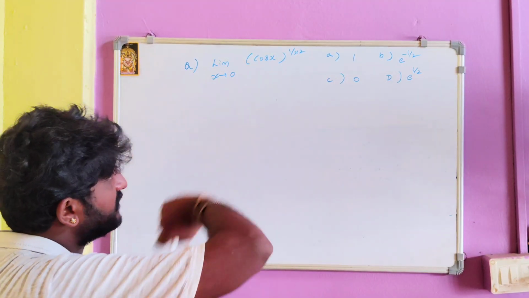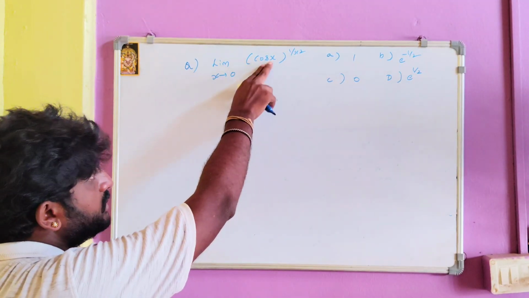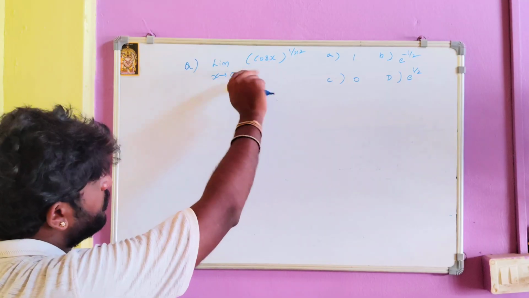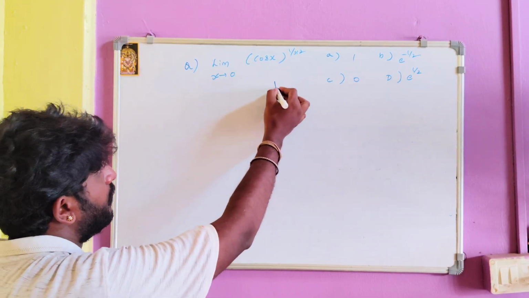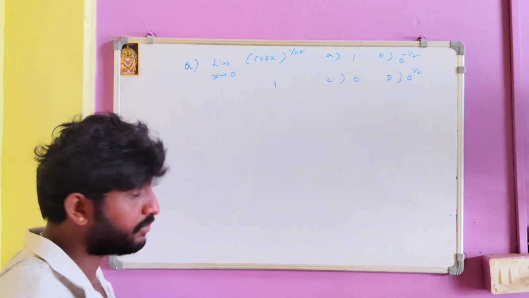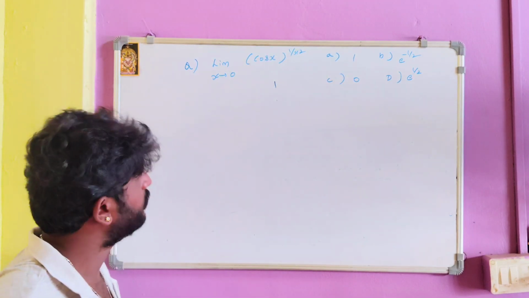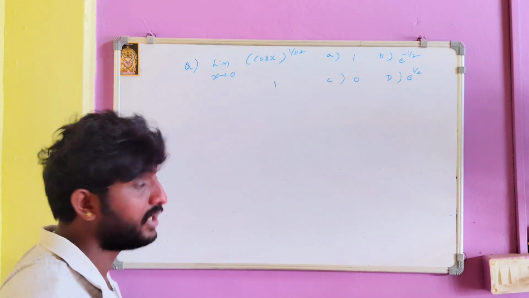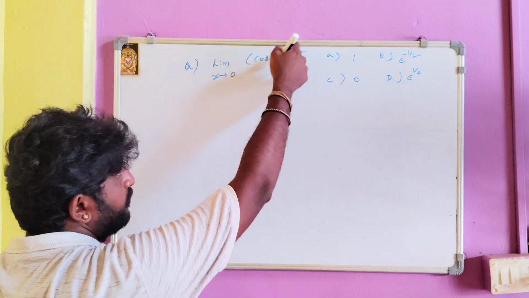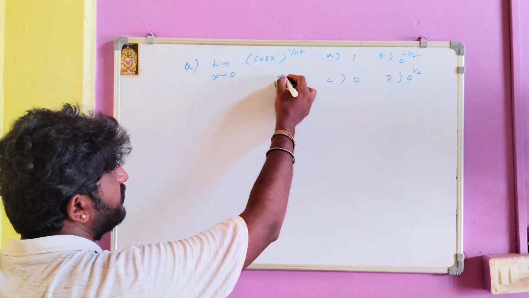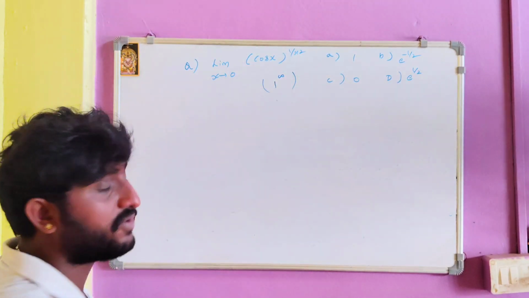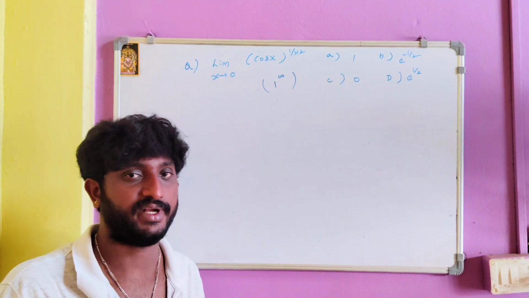First substitute the x value here, this function is approaching 1. Cos 0 value is 1, this is approaching 1, and in place of x if you substitute 0, 1 by 0 is infinity, that means this exponent is approaching infinity. That means it is in the form of 1 raised to power of infinity.